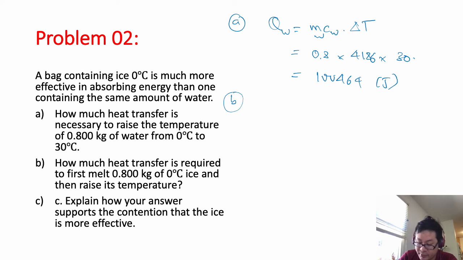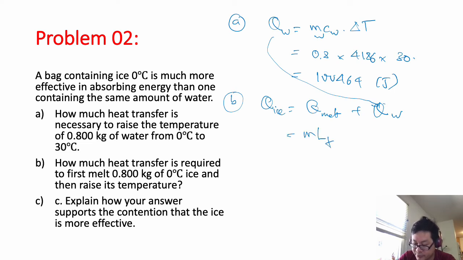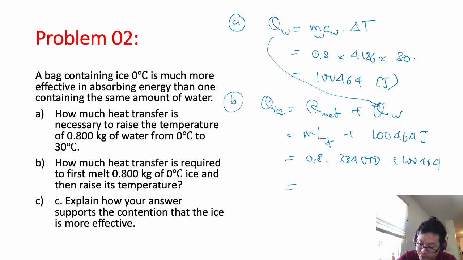For the ice, Q of ice equals Q of melting plus Q of water. It is the same here, but Q of melting equals mass times Lf. Mass is 0.8 kilogram times 334,000, by calculating.